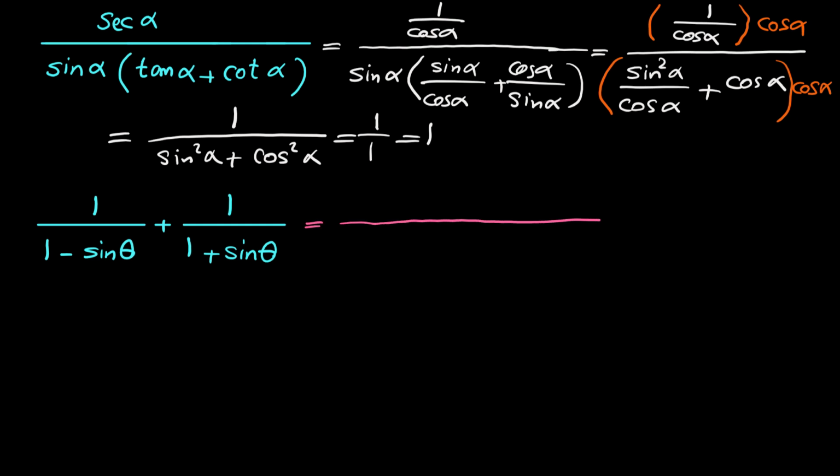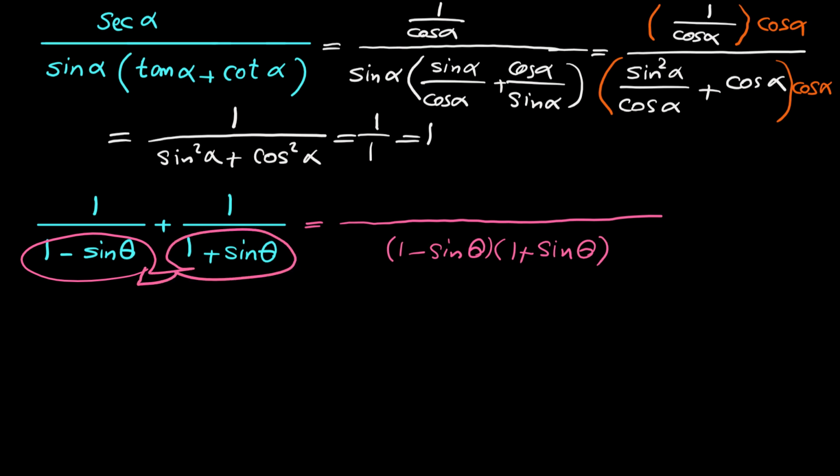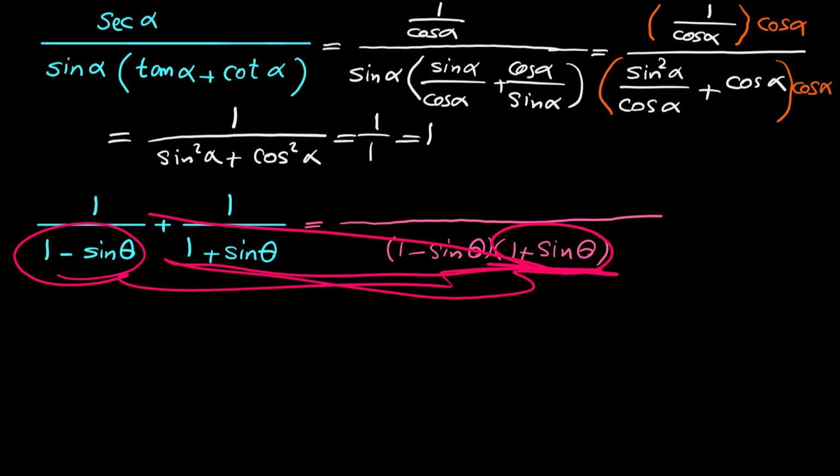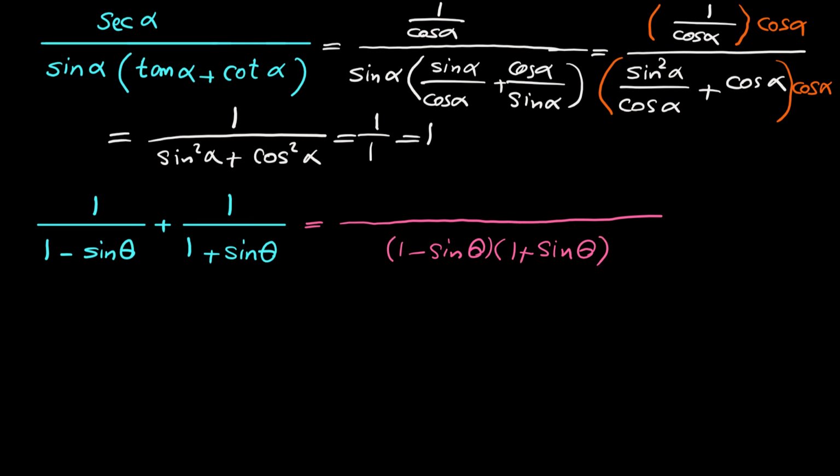The common denominator is 1 minus sine theta times 1 plus sine theta. This is the common denominator. This is one denominator, this is a completely different denominator, so we multiply them, and this is the common denominator. This is the least common multiple. Because we multiply this denominator by this expression, we have to multiply this numerator too. So for the first fraction, in the numerator we have 1 times 1 plus sine, which is only 1 plus sine.